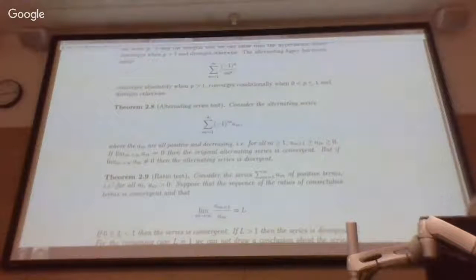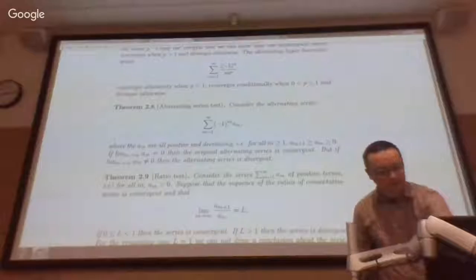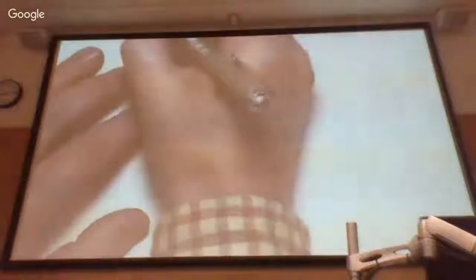Something we haven't covered yet, and I'll just say a few words about: there are two remaining tests, the alternating series test and the root test. Let me switch over to the overhead for this. So theorem 2.8 is the alternating series test.